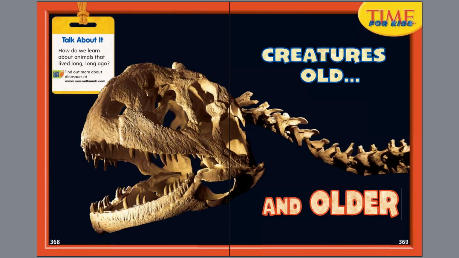All right, today we're starting Unit 3, Theme 3. Can you please read the title? Okay. Creatures old and older. How do we learn about animals that lived long, long ago? Scientists can use scientific methods to find out about them. What is the scientific method?